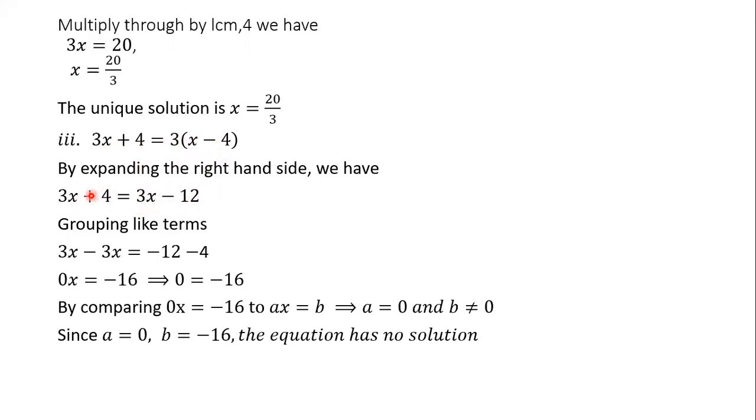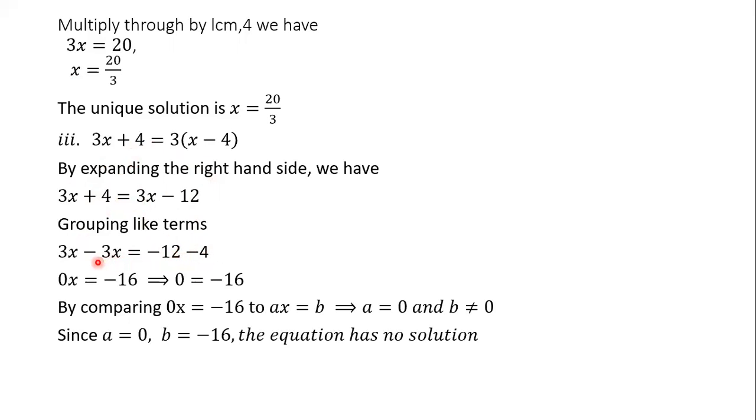Now, you don't have a bracket anymore, you don't have a fraction also. So we can now move ahead to group like terms. So you can send 3x to the left side, but the sign here is positive, when you come here it becomes negative. That's a basic principle. So we have 3x minus 3x equal to, now you are having 4 must also go to the right hand side. And 4 here is positive, when it crosses it becomes negative. So you have minus 12 minus 4.